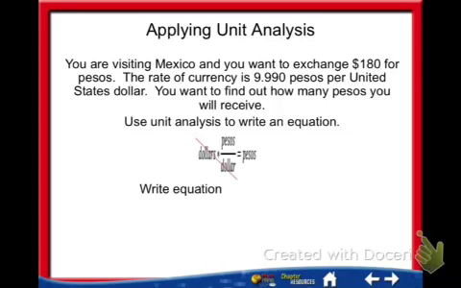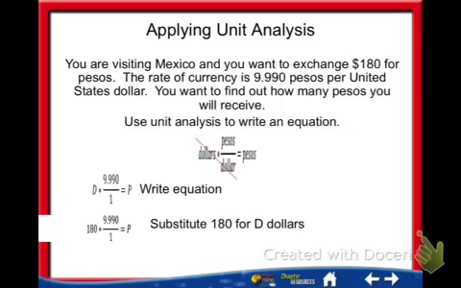We'll write an equation. D will stand for dollars, times the rate of currency in pesos, 9.990 all over $1, equals P. Substitute 180 for D dollars. Now we'll just multiply straight across. This will give us about $1,798.20.